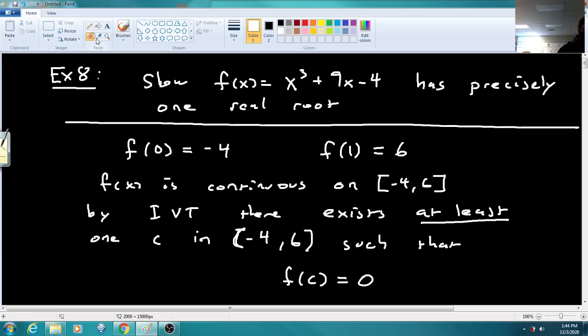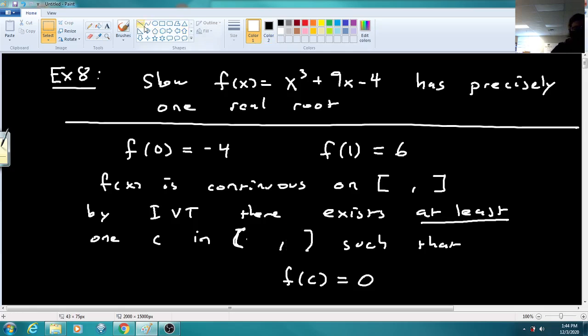Let me fix it. Okay, the mistake I made is I put the y values down here instead of the x values. So you go through and fix that. -4 and 6 are the y values. The intermediate value theorem bases itself on the x values for the intervals.